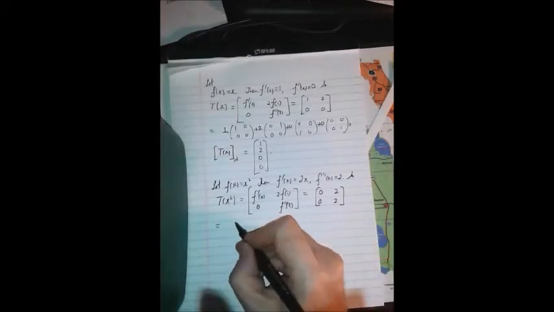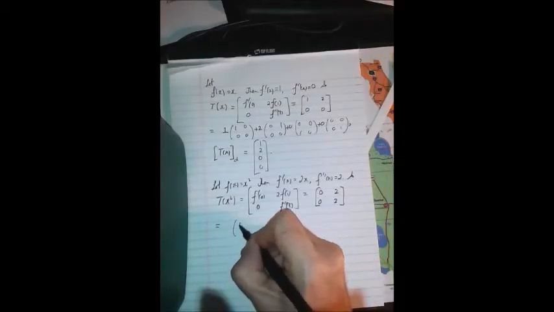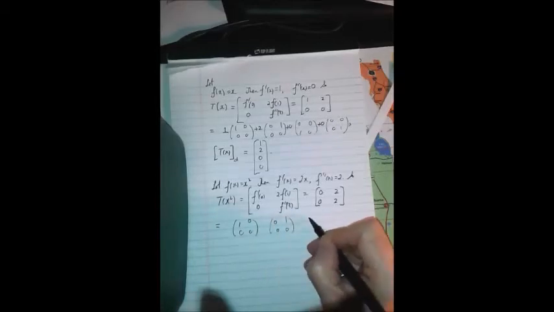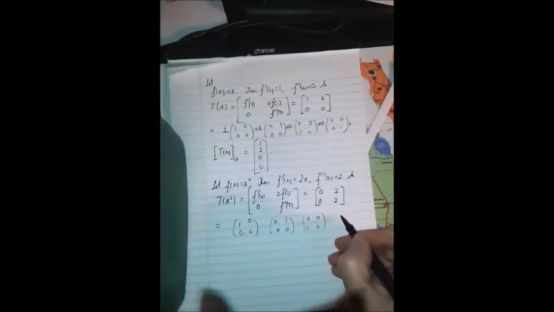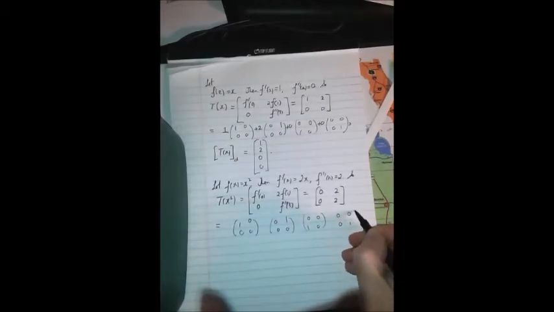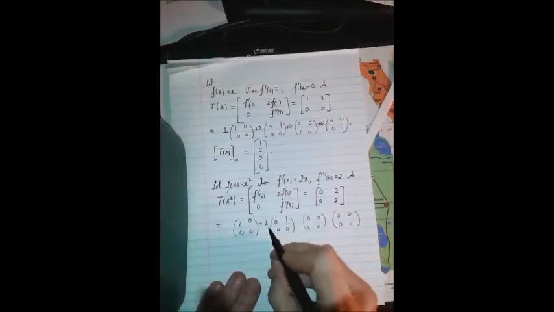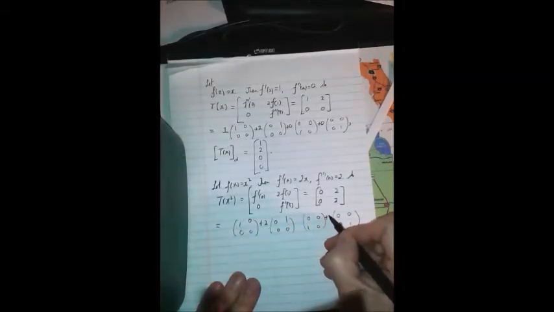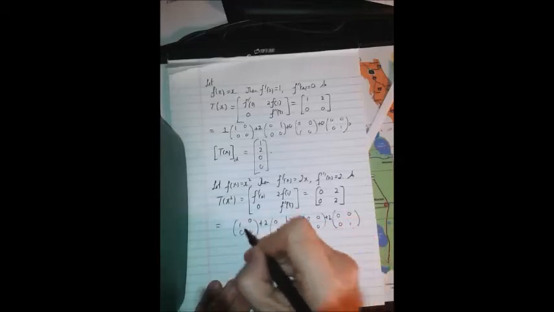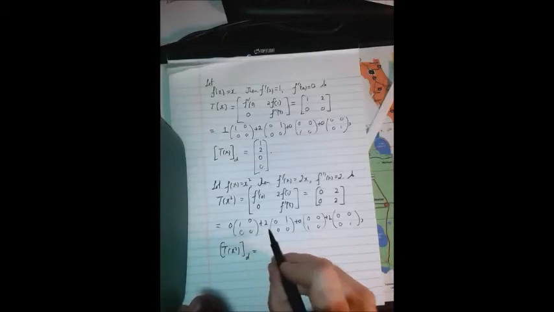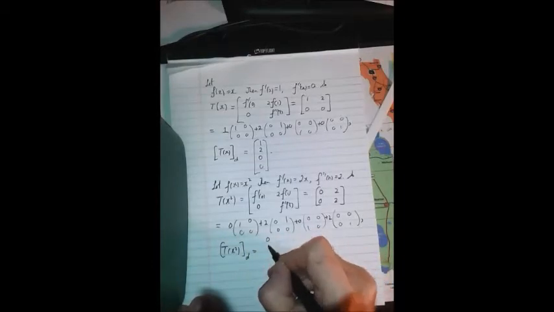Okay, now we write that in terms of our basis alpha. Okay, so it's clear that the coefficient there is 2, the coefficient there is 2, and these coefficients are 0. So that means the coordinate vector of T of x squared relative to alpha is 0, 2, 0, 2.